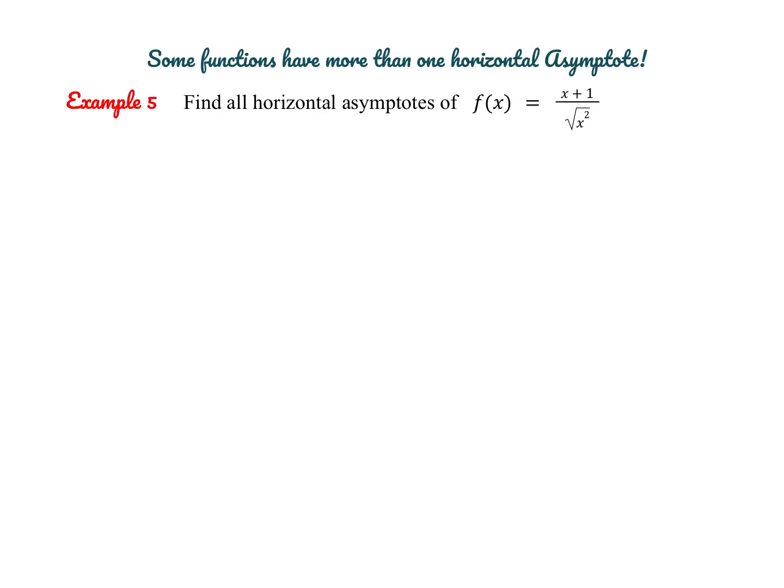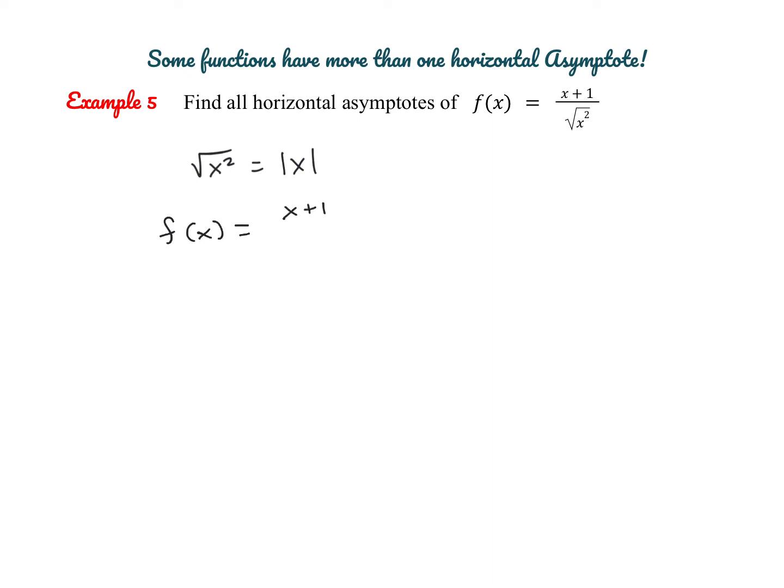So next we're going to look at an interesting case of some functions that actually can have more than one horizontal asymptote. So let's look at the function f of x equals x plus 1 over the square root of x squared. So if we want to find all of the horizontal asymptotes, we'll want the limit as x approaches positive or negative infinity. So I want to remind you guys that the square root of x squared is equal to the absolute value of x.